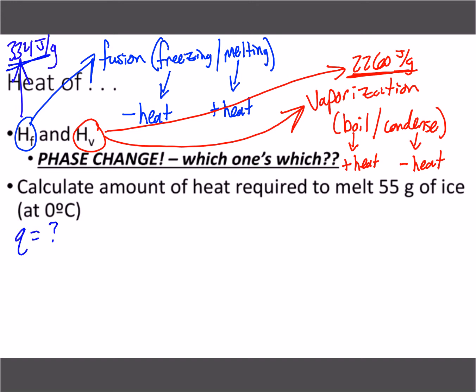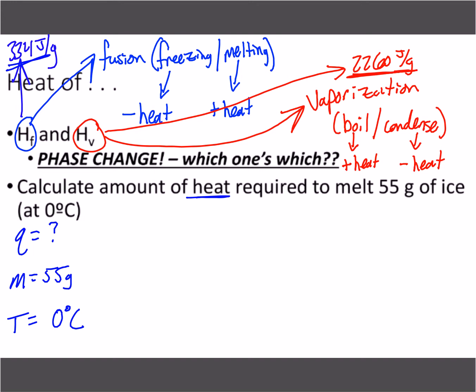Q. We're looking for heat required, so that's Q. I'm given grams, which is my mass value, 55 grams, and I have a temperature that is 0 degrees Celsius. That's all I have. Do I have two temperatures here? No. So am I going to be using Q equals MC delta T? No, I'm not, because it's not talking about a change in temperature here. I'm talking about a phase change, not a temperature change.